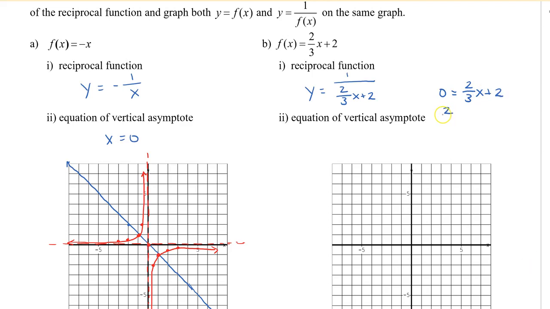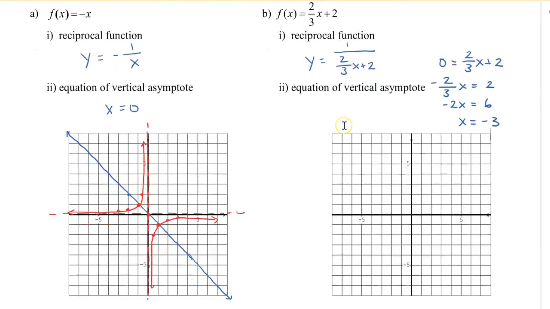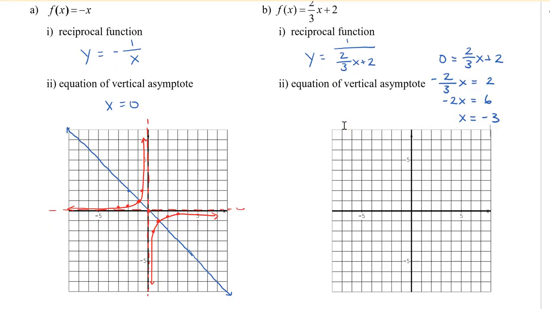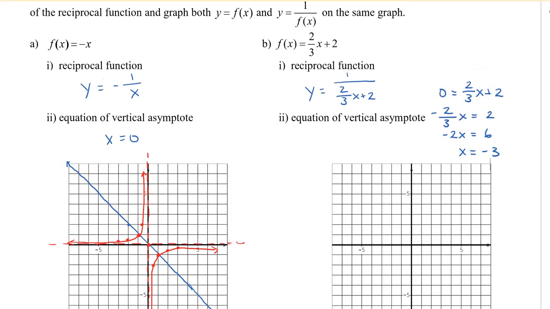And then we're going to move the 2/3 x to my left side. Multiply everything by 3, so I get negative 2x equals 6, and then divide by negative 2, so x equals negative 3. So my vertical asymptote is x equals negative 3. Okay, let's see if that is true when I graph my line.